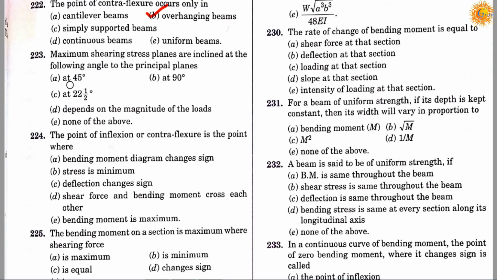Option A is at 45 degree, option B is at 90 degree, option C is at 22.5 degree, option D is depends on the magnitude of the loads, and option E is none of the above. Correct answer is A. It will be at 45 degree.